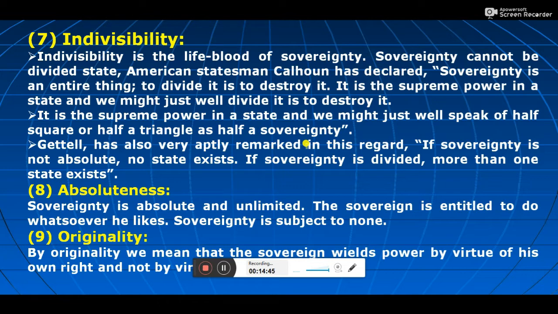Gettell has also very aptly remarked in this regard, if sovereignty is not absolute, no state exists. If sovereignty is divided, more than one state exists.